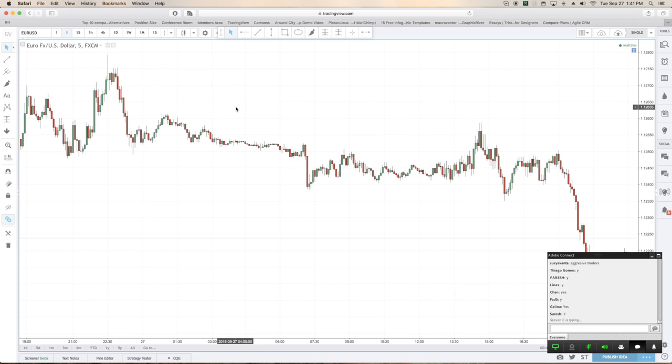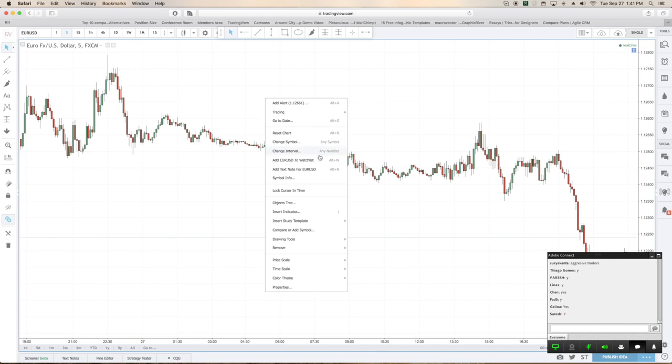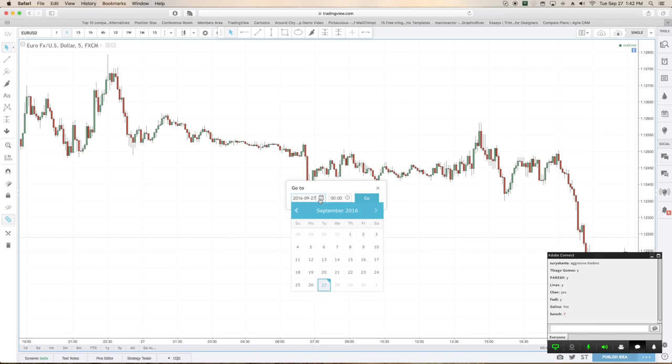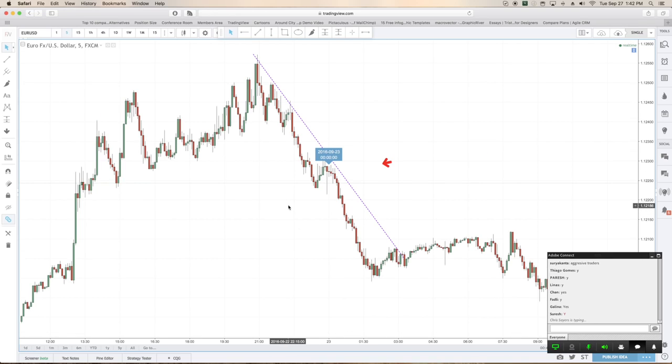I'm going to go to... how do you change the dates? Command G? No. Where's the date? Okay, anyways, go to date, 23rd. Okay, we're here. Now, does this look like an aggressive trend line, or does this look like a normal trend line? There you go.